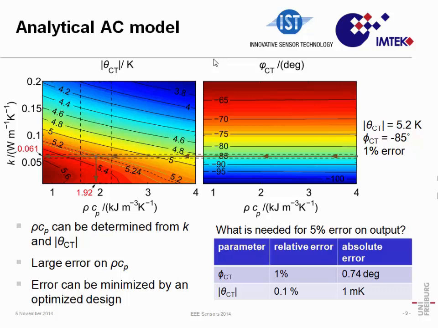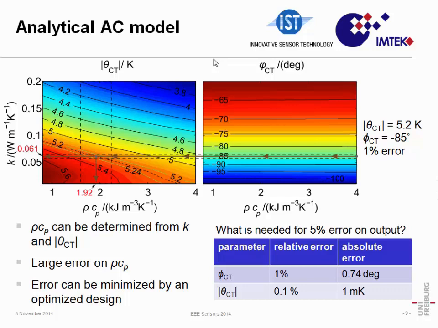From this point, I could say I can determine the volumetric heat capacity, which in this case will be 1.92. But the problem is, given that the slope of these lines is quite small, the error associated is quite large. In this case, it's 30%. So that brings us to ask: if I need a 5% error on the output, how much accuracy do I need in the initial measurement? For the phase, it's not that much. 1% is quite enough. But for the amplitude, I will need 0.1%, which is quite small.